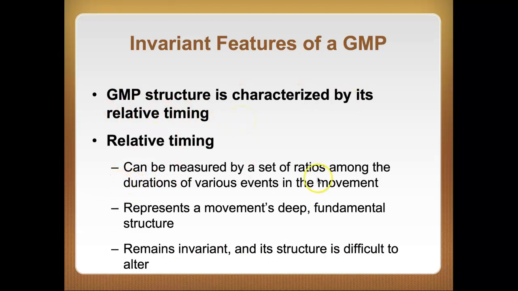So relative timing can be measured by a set of ratios, durations of different events. It could be represented from deep fundamental structure, or it remains completely invariant and the structure is difficult to alter. So over here on the side, timing is a key feature in things like a golf swing or work-related activities like typing or hammering. And there's strong evidence to suggest that relative time is an invariant.